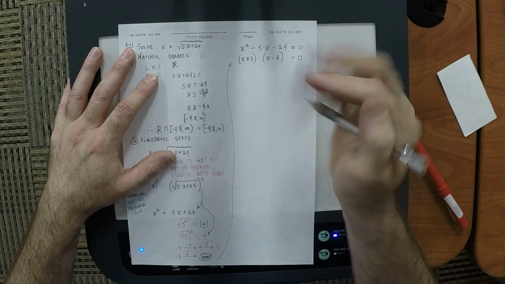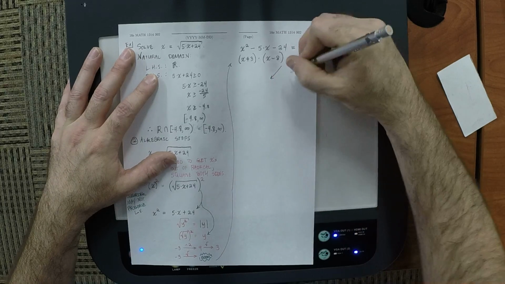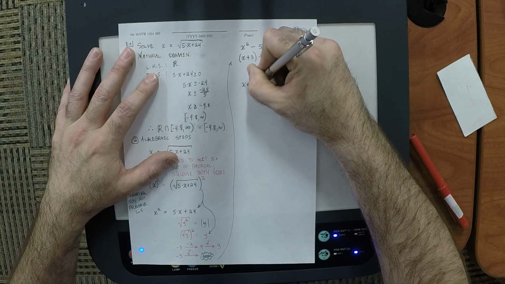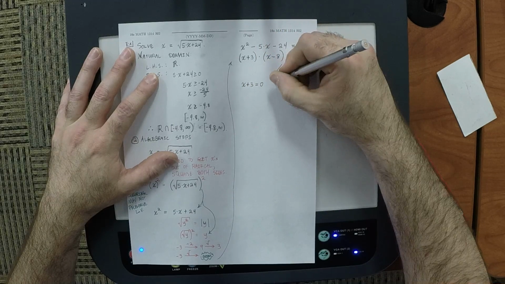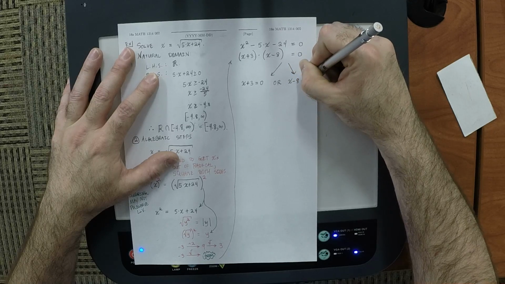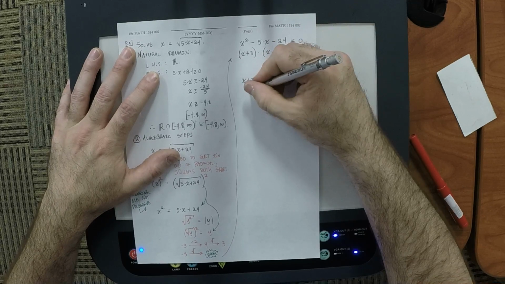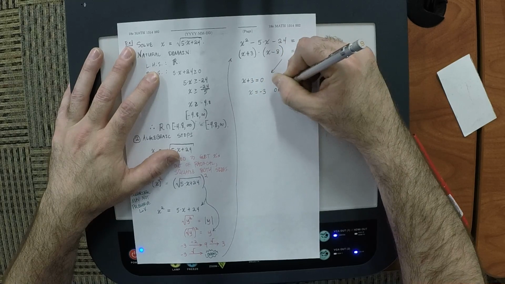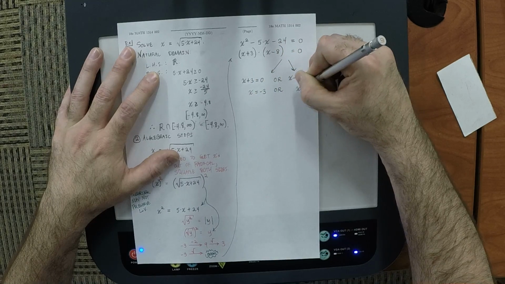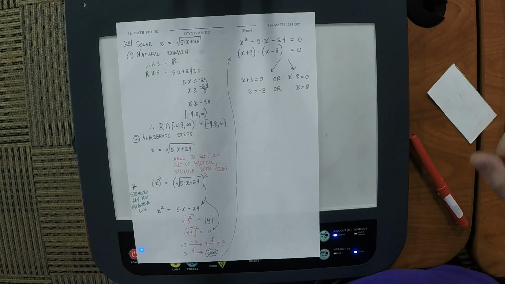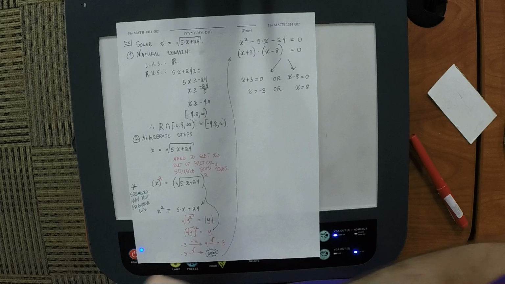So the possibilities split into two: it might be the case that x plus 3 is 0, or it might be the case that x minus 8 is 0. Then each one of these can be solved individually. So x is negative 3, or x is 8. So now, is this the answer to the exercise?